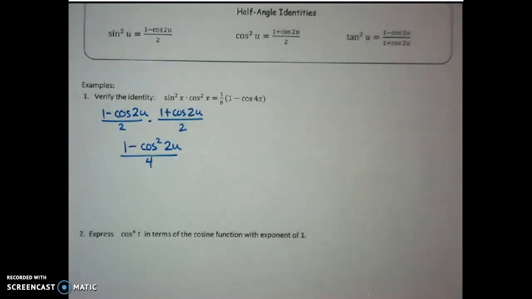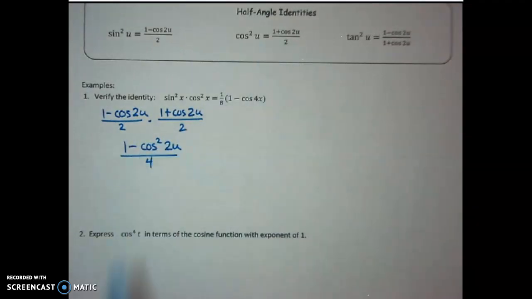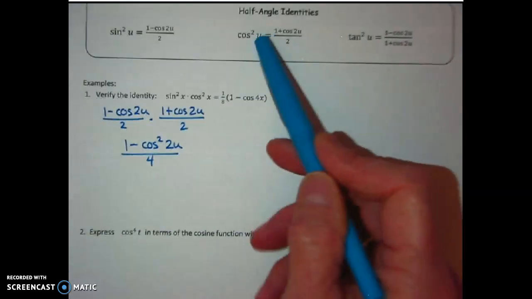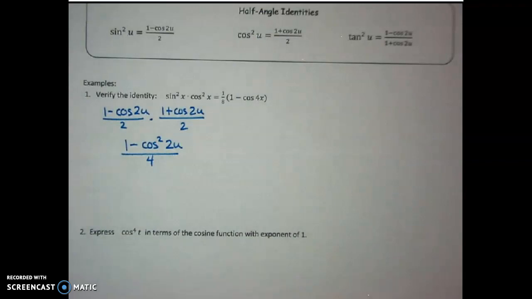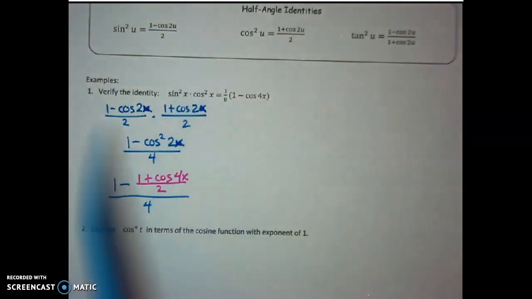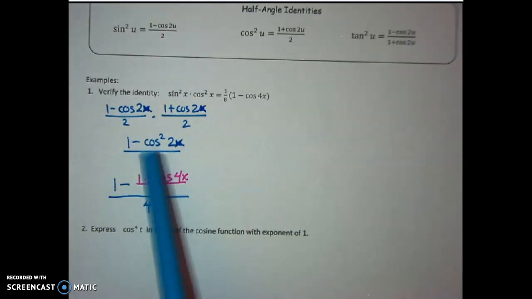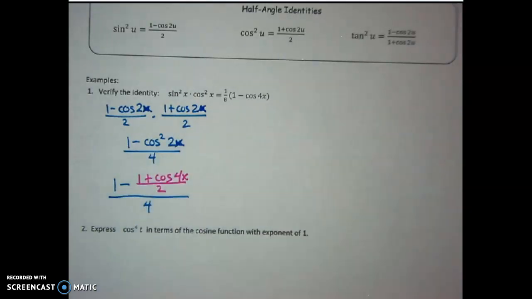And now I want you to pause the video and try to apply this cosine half angle identity to this cosine squared of 2u. And I want you to be careful because we have a u here, but we're using a 2u there. I also made a little correction there because our problem is in x's, and because the formulas had u's, I had changed them all to u's. I've now changed them all back to x's. But what we have in pink here is basically your cosine squared of 2x using that formula.